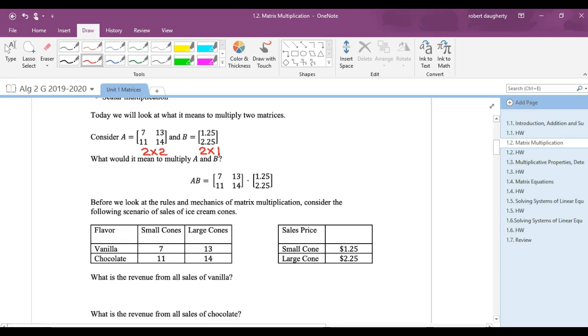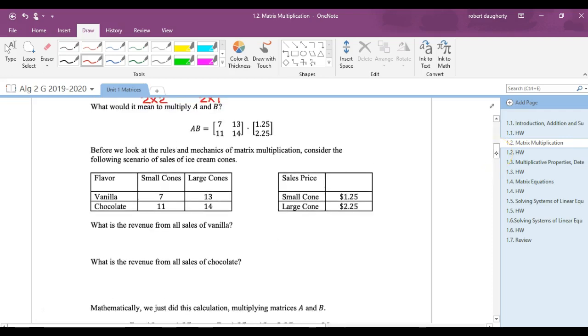Now, before we do the matrix multiplication, a lot of times when I hide something in a word problem, it makes it harder, but I think if I hide this in a word problem, it makes it a little bit easier. Suppose you have ice cream, okay? You have small cones and large cones. You have vanilla and chocolate, okay? And you have a price. The small cones are $1.25 and the large cones are $2.25.